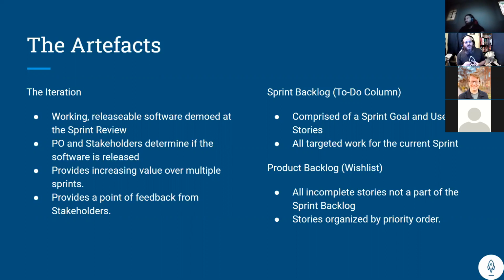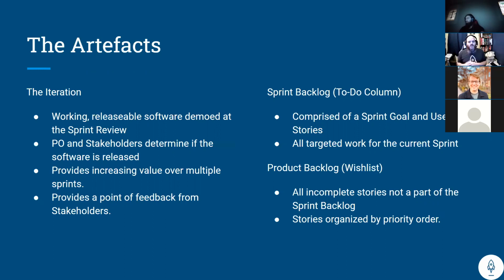Sprint backlog artifact, as mentioned, it's the to-do column. The additional piece to it is called a sprint goal. So basically with the product owner, scrum master, and development team in a kickoff, you come up with a sprint goal, say, this is the thing we're going to try and build. This is the stuff we're going to add this iteration. Then you pull the stories based on that.